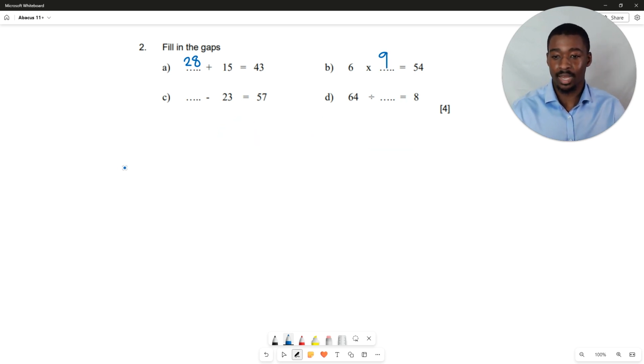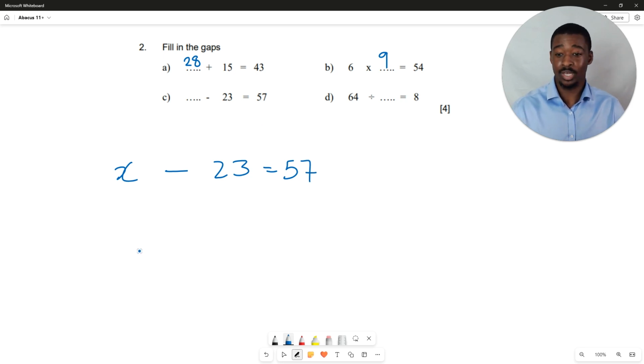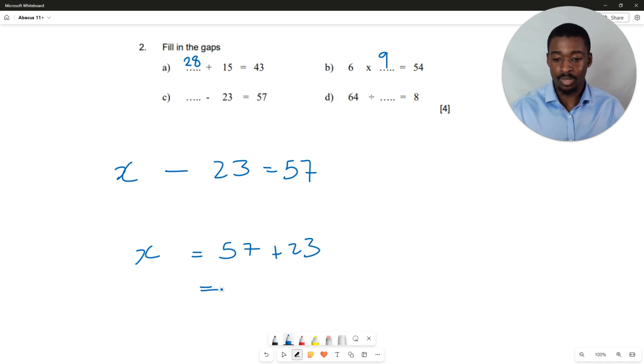Now for part C, we have squiggly line, or I'm just going to call it X now, minus 23 equals 57. Here we can skip the steps. We know what's going on. We're going to add 23 to both sides. So X equals 57 plus 23. So that's going to be 57 plus 20, which is 77, and then 77 plus the remaining 3, which is 80. So X is 80.